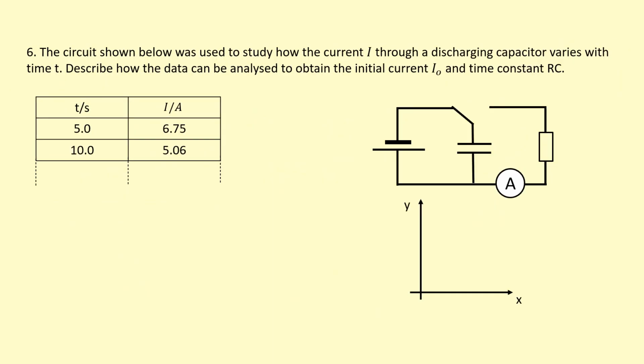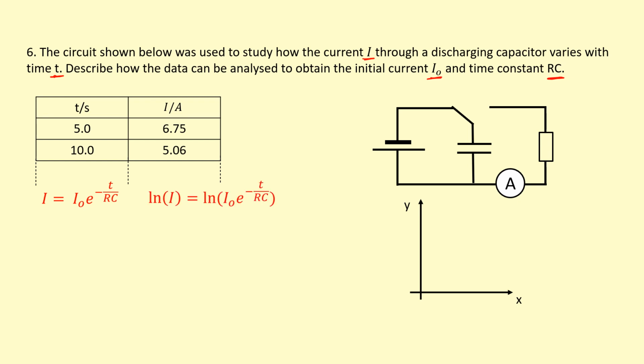Okay, now final practical here we have a discharging capacitor. We're measuring the current at different points in time, and we want to analyze the data to find I0, the initial current, and the time constant RC. So the exponential decrease in the current here. And the best thing to do here is take natural log on both sides.